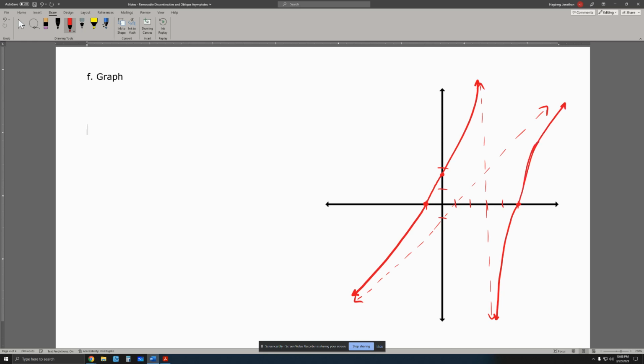Okay. So hopefully your graph looks a little bit better than mine. It's a little tricky to draw. Try to get those nice and curved, because this is a rational function. They've kind of got a little bit of a curve to them.